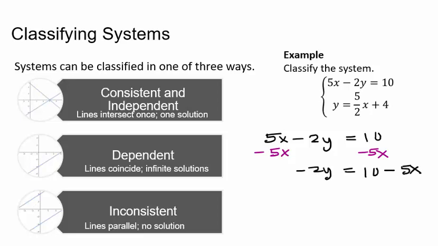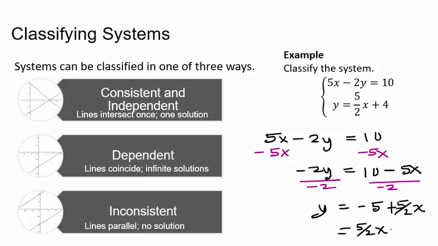And then divide both sides by negative 2. So y equals 10 over negative 2, which is negative 5, and then negative 5x over negative 2 is positive 5 halves x. So negative 5 plus 5 halves x, or 5 halves x minus 5.